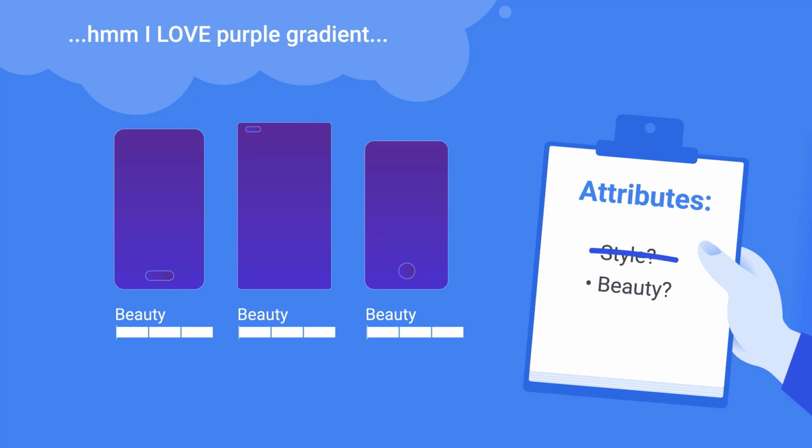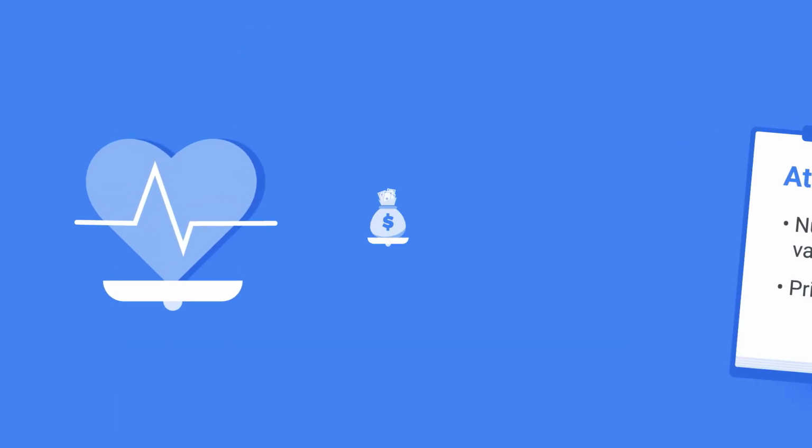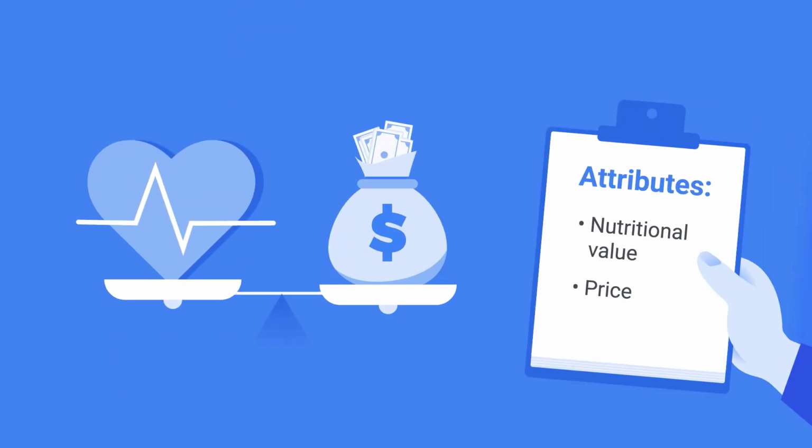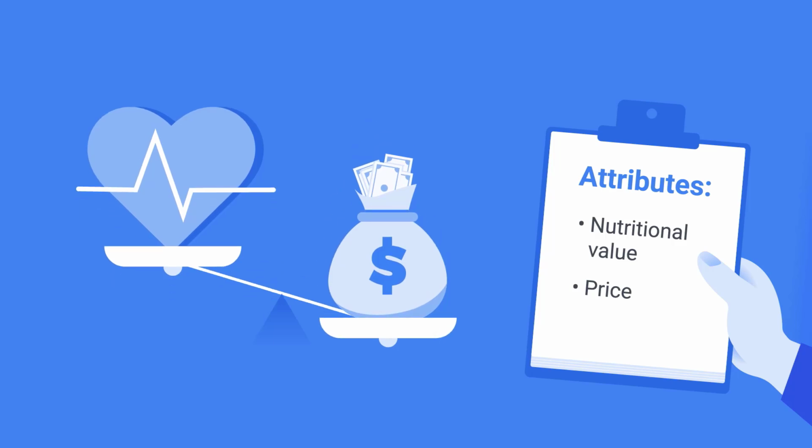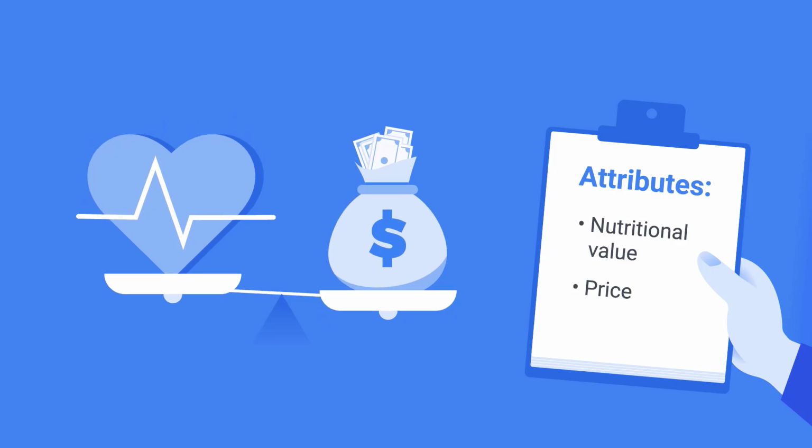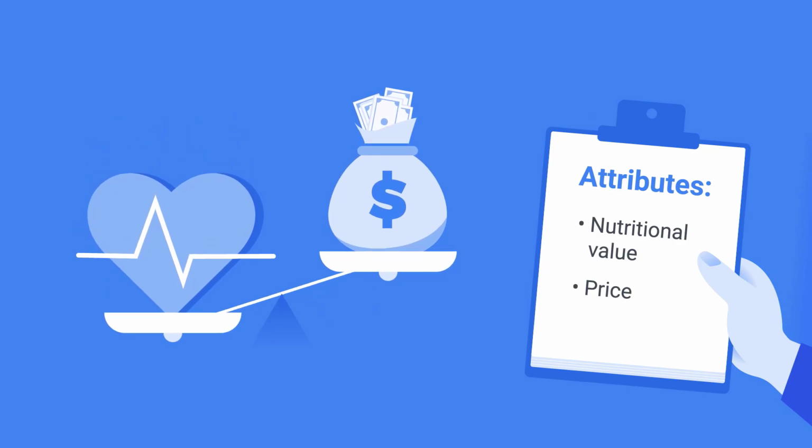So those two attributes aren't preferentially independent, and if we were to include both, it would be double counting, which would skew our results. But on the other hand, being preferentially independent doesn't mean that the attributes have to be completely independent of each other. For example, we can want bread to have both high nutritional value and a low price, even though usually the healthier the food is, the higher the price. The difference is that our preference for nutritional value does not depend on our preference for price, which is why we could list both nutritional value and price as attributes.